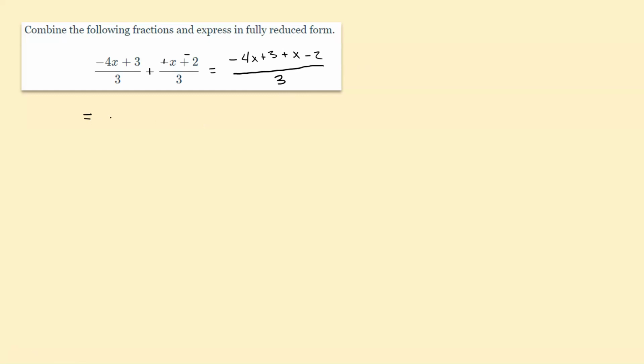So now we can go ahead and combine like terms in the numerator. We have negative 4x plus 4x becomes negative 3x, and then 3 minus 2 becomes plus 1 over 3. Now we could potentially reduce further here, but there's nothing more to simplify. There might be something we could factor out that we could cancel with the denominator, but not in this case. So this would be our final answer.